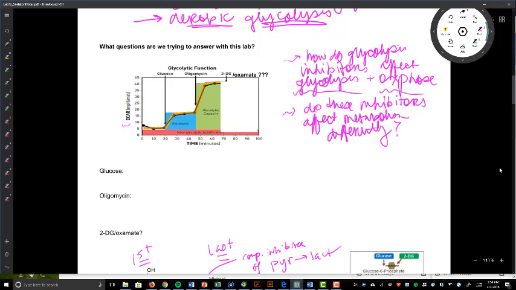The first is glucose. Glucose stimulates glycolysis. So what happens when we add glucose is the extracellular acidification rate is going to increase a bit, because you're bumping up the amount of glucose that the cells have, so they're going to increase their glycolysis rate accordingly to break down that glucose and to keep up with the supply. The next step is adding oligomycin, and oligomycin is an electron transport chain inhibitor.